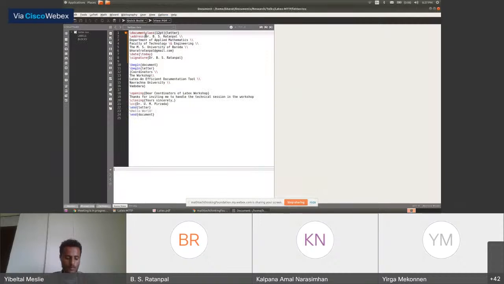Document class 12 point, earlier it was article, now it is letter. Then we need to write the address. So slash address is for address. Double slash is used to go to the next line, and the slash date command is for date. Slash today will be today's date, and the signature, that means the name of the sender or something like that.